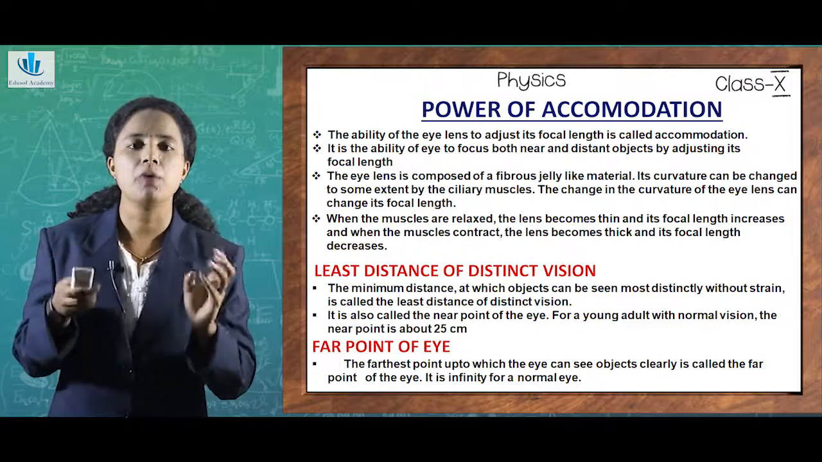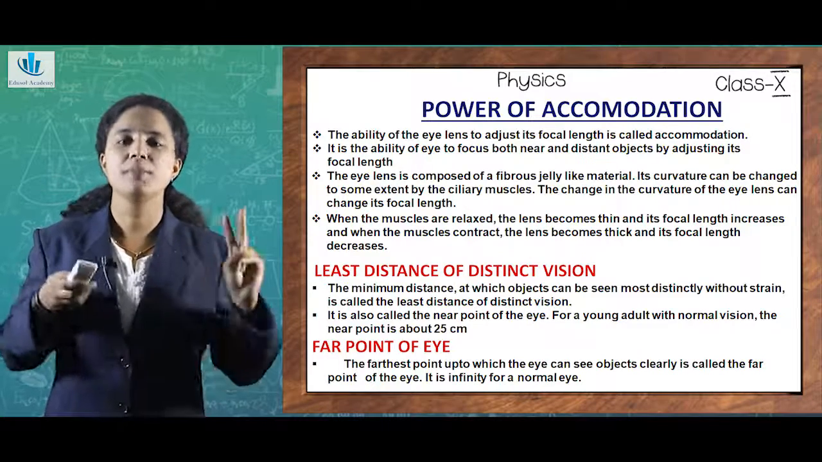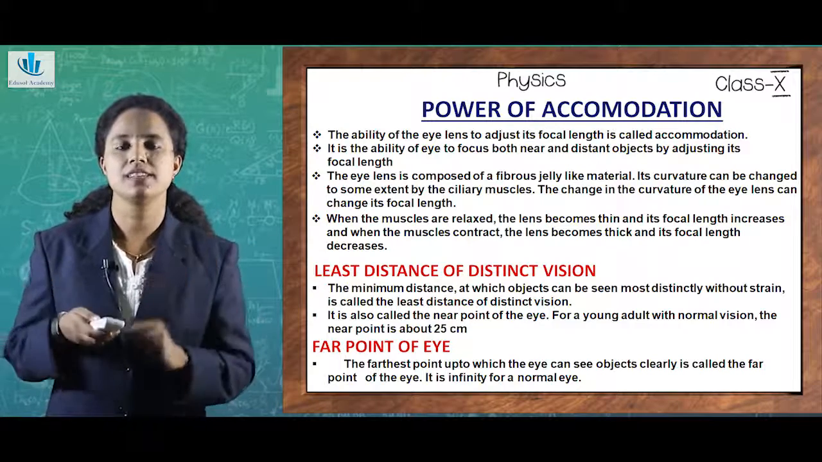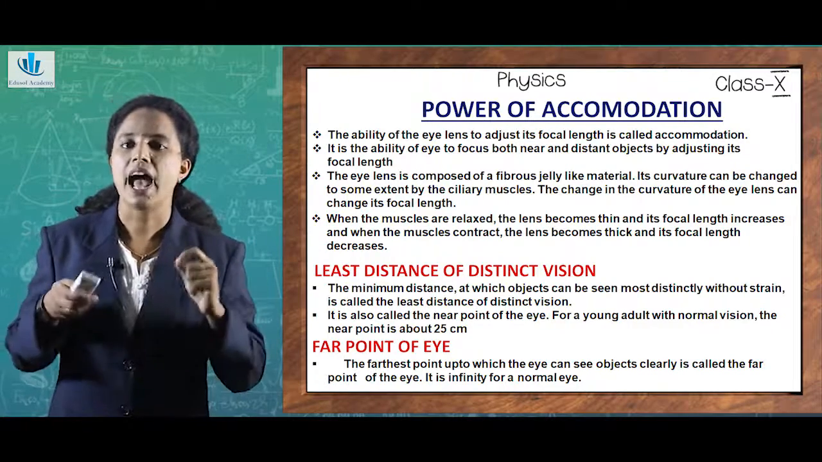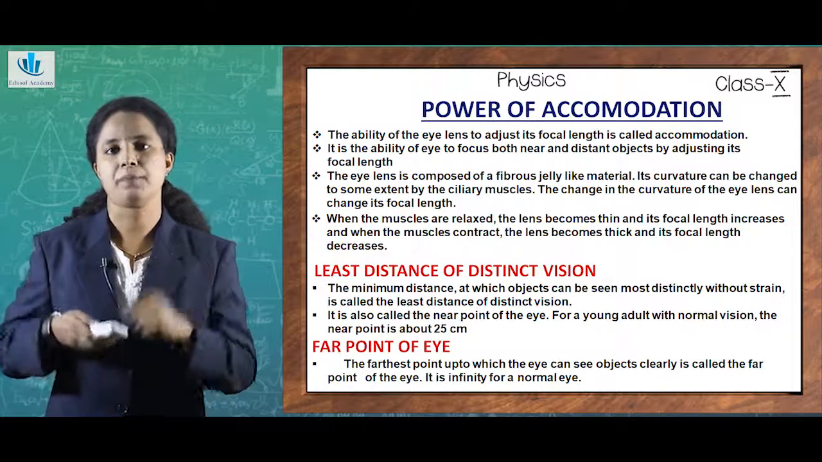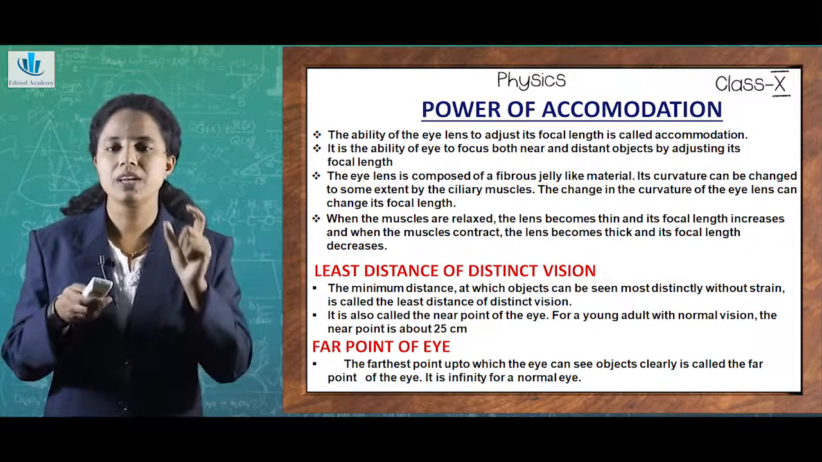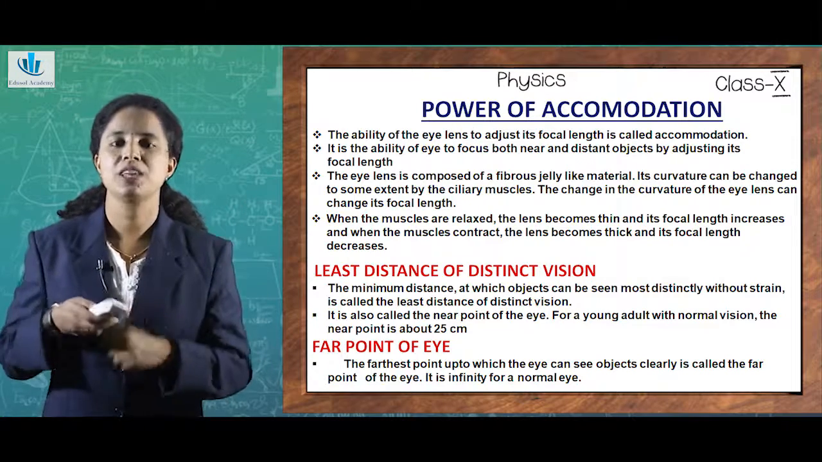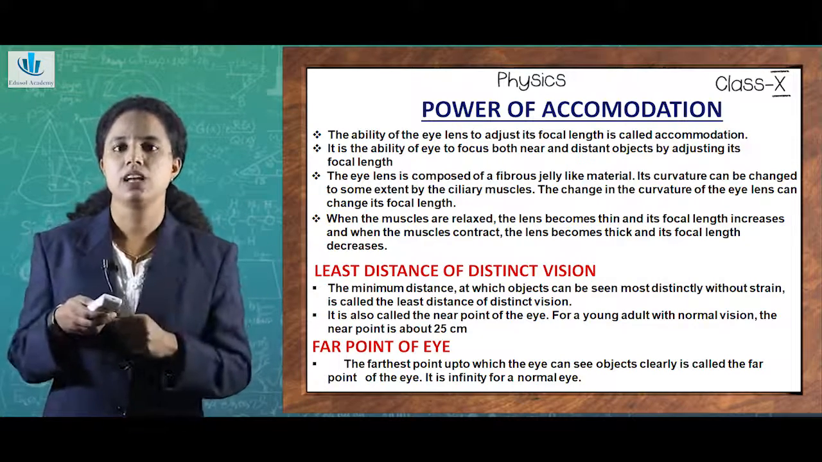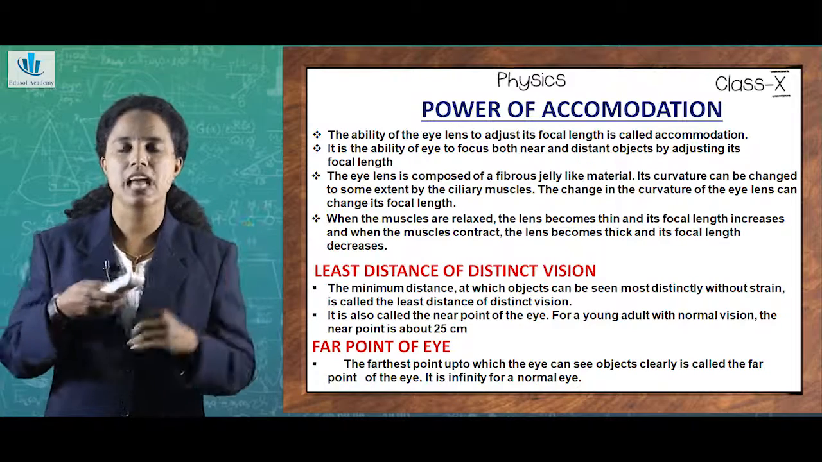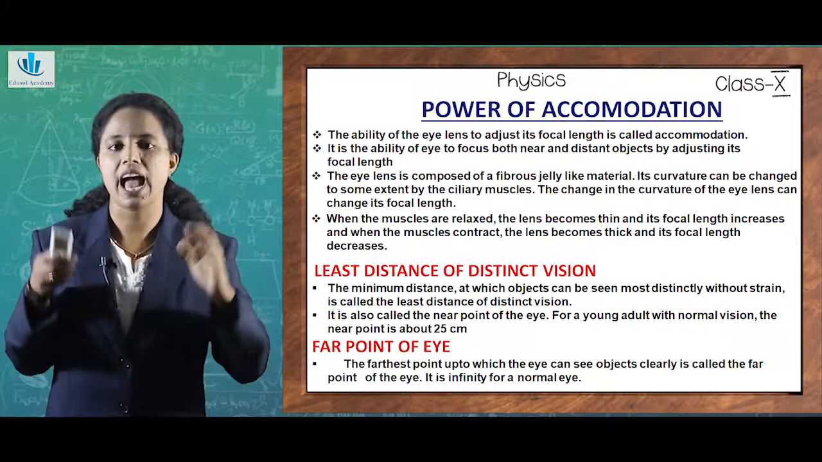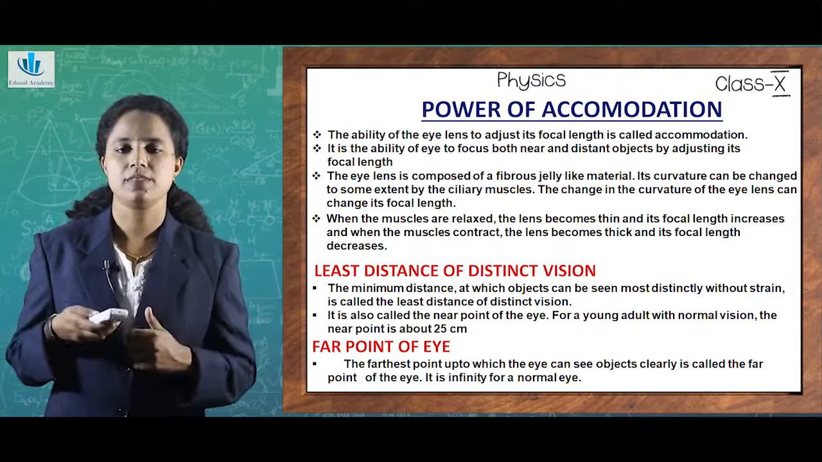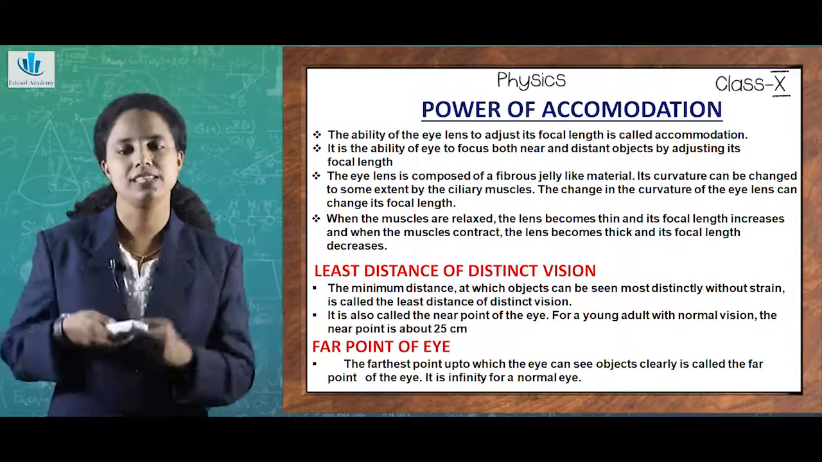So when we deal with the power of accommodation, two important terms that we have to be very familiar with are the least distance of distinct vision and the far point of the eye. When we hear the word least, we understand that it is a minimum, isn't it? So the minimum distance at which objects can be seen most clearly and distinctly without any strain is called the least distance of distinct vision.